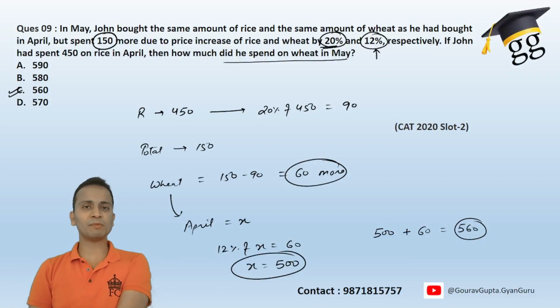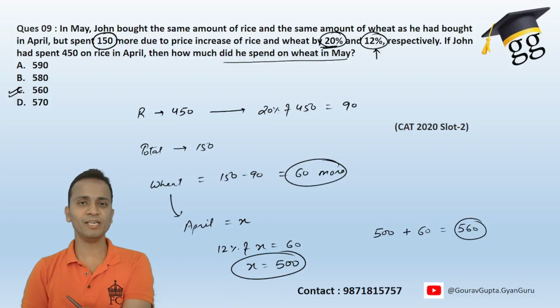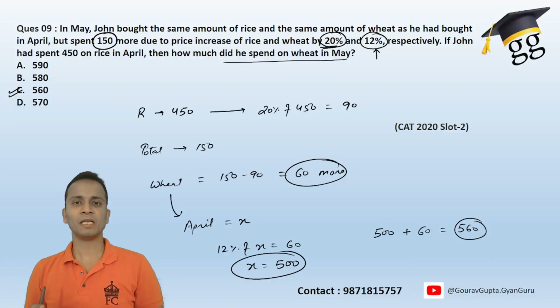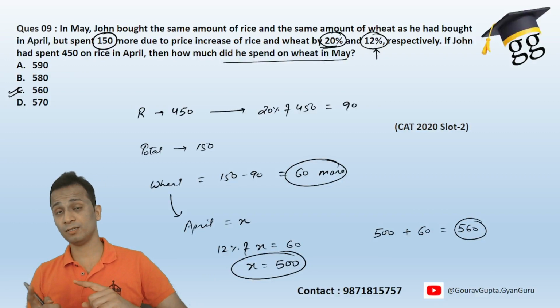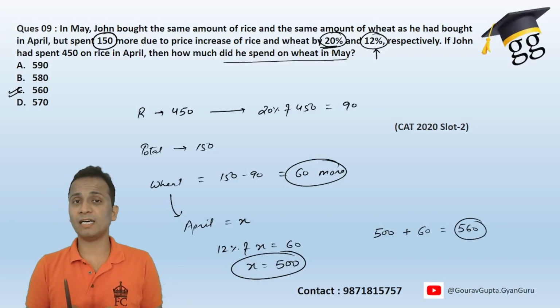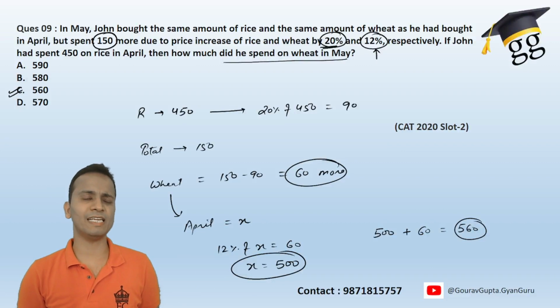Now, if I am the person who is setting this question, I'll definitely keep 500 among the options. Okay? Because हम last में गलती करते हैं. Question में पूछा गया है total money spent on wheat in May. 500 answer आते के साथ ही, like the value in April, we tend to mark 500 as the answer.